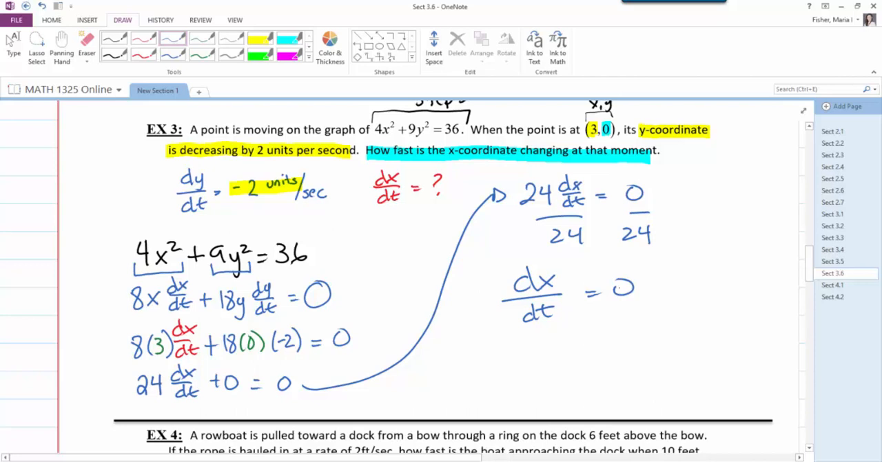So what does that mean? It means that my x-coordinate is not changing at that moment. And why is it not changing at that moment? Because the rate of change is 0, so it's not changing at that moment.